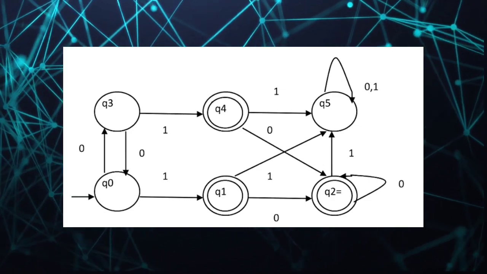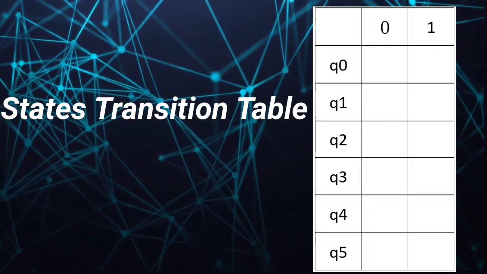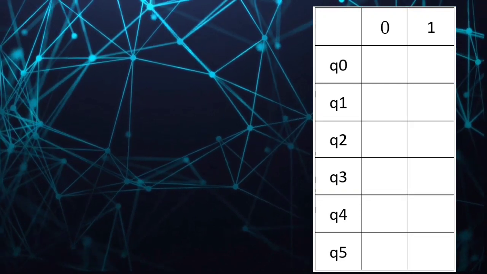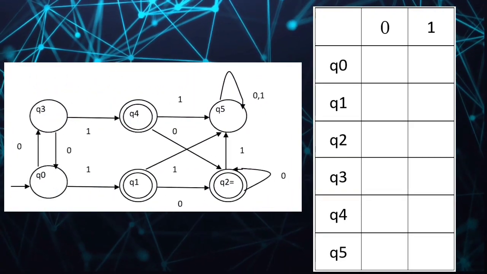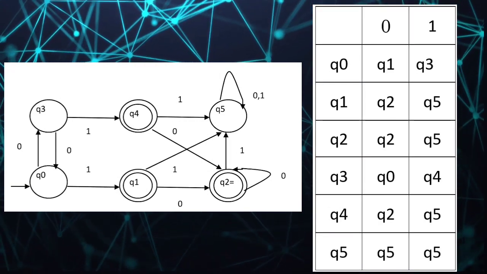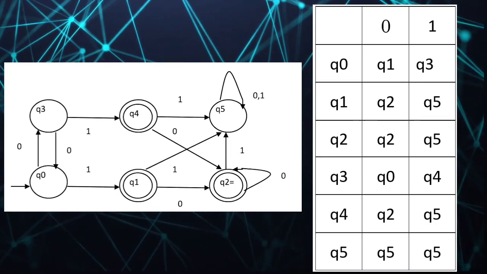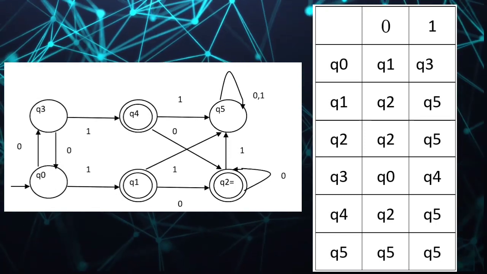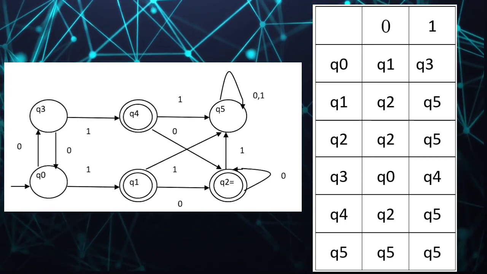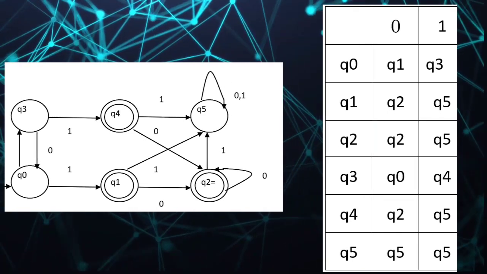The first step when minimizing our DFA is to draw the state transition table. In this table, we can see the states on the side and the inputs of 0 and 1 on the top. By looking at the graph earlier, we can see which states release an input. We can see that the state Q0 releases an input of 0 in Q1 and releases an input of 1 in Q3. Then at the state of Q1, it releases an input of 0 in Q2 and releases an input of 1 in Q5, and so on.